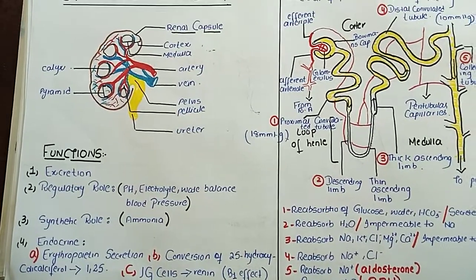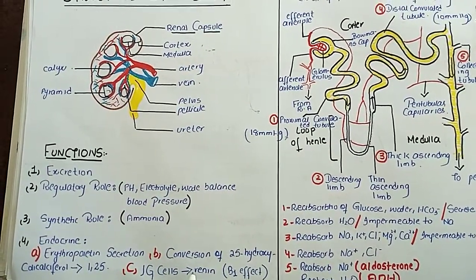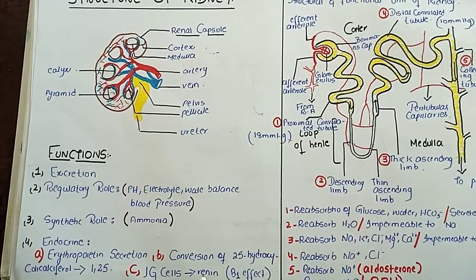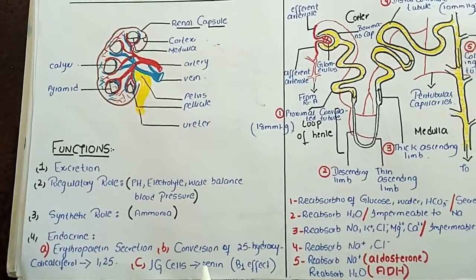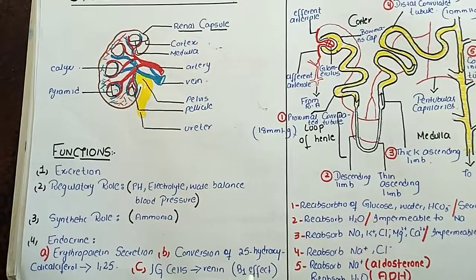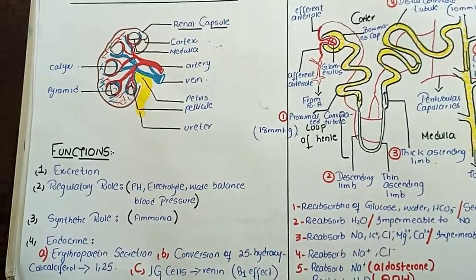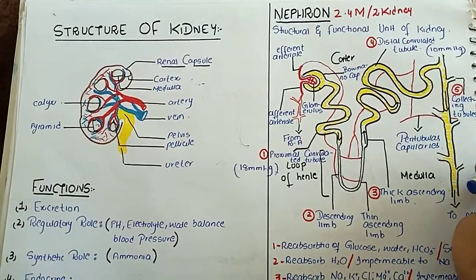The JG cells, which are present within the afferent arterioles of the kidney, produce renin. Renin produces angiotensin 2, which is a vasoconstrictor substance, and due to this substance the GFR increases, and this effect is known as the B1 effect. So here we are done with the structure and function of the kidney.